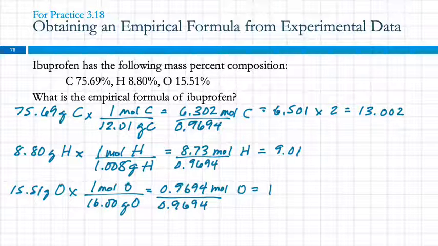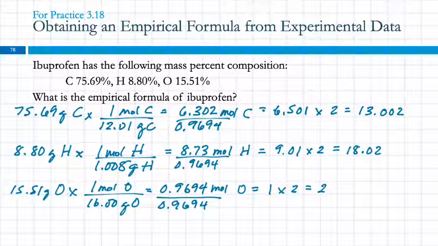Yeah. I need to keep the ratios intact, so I have to do the same thing to both of the other ones. So this is 18.02, and this one is 2. Yeah, if it was 6.9, you could round it to 7.